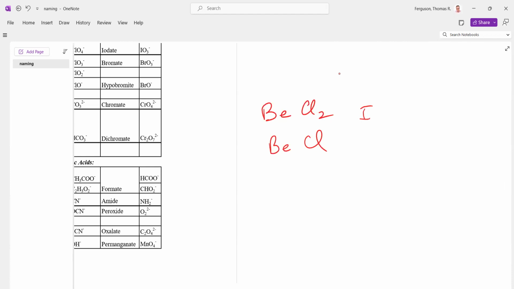Perfect answer. Okay. When we're doing ionic compounds, the charge has to be neutral between the cation and the anion. This is a +2. This is a -1. They don't balance. We have 2 -1s here, a +2 here, and it balances. So this is illegal because the charges don't balance.